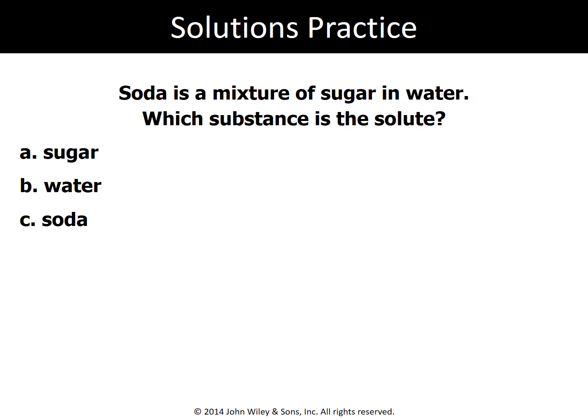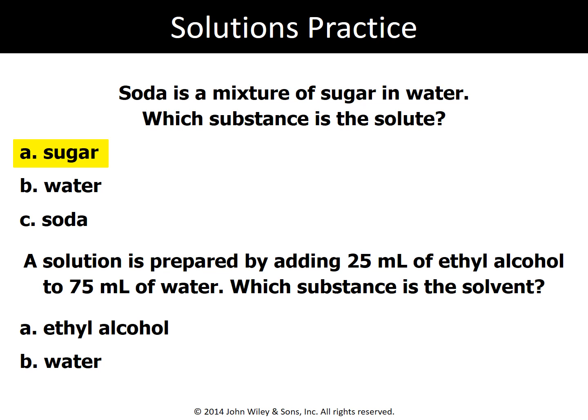So let's go over a review of these terms. Soda is a mixture of sugar and water, so our substance that's going to be our solute is going to be sugar. A solution is prepared by adding 25 milliliters of ethyl alcohol to 75 milliliters of water. Which substance is the solvent? We know that the solvent is always going to be in higher concentration, so we have B, our water.